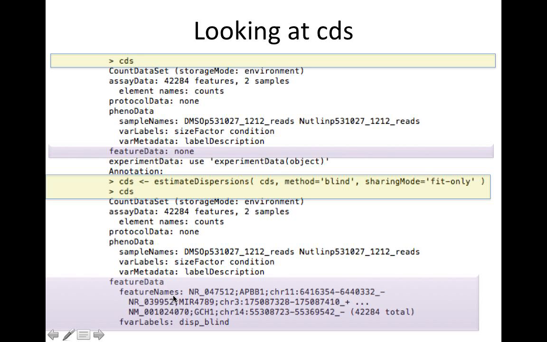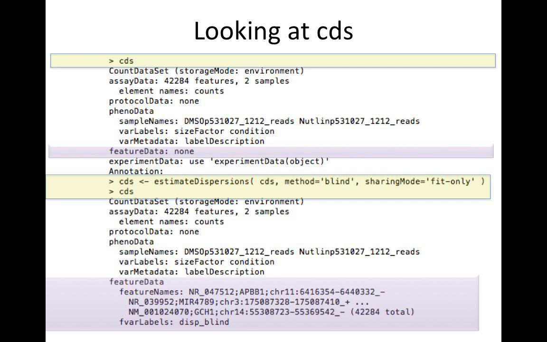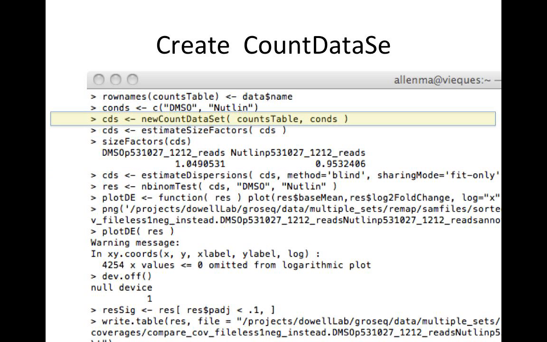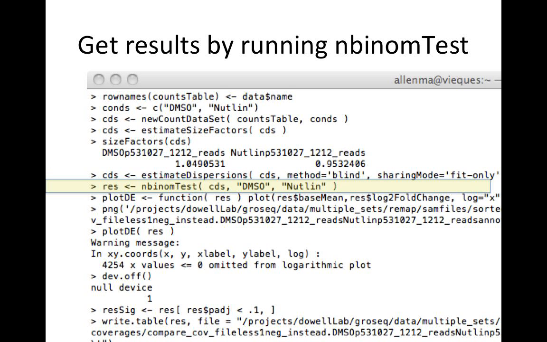So CDS just gives the computer the information it needs in order to do the differential expression calculation it's going to do. So we have estimated the size factors and we have estimated the dispersions. Those are the four things it needs: the counts table, the conditions, the estimated size factors, and the estimated dispersions. And then it is ready to calculate results for you.